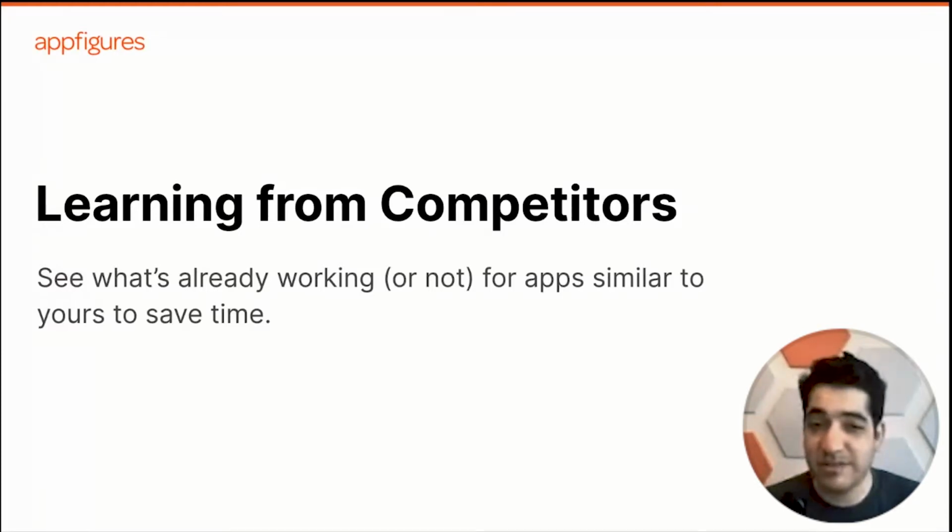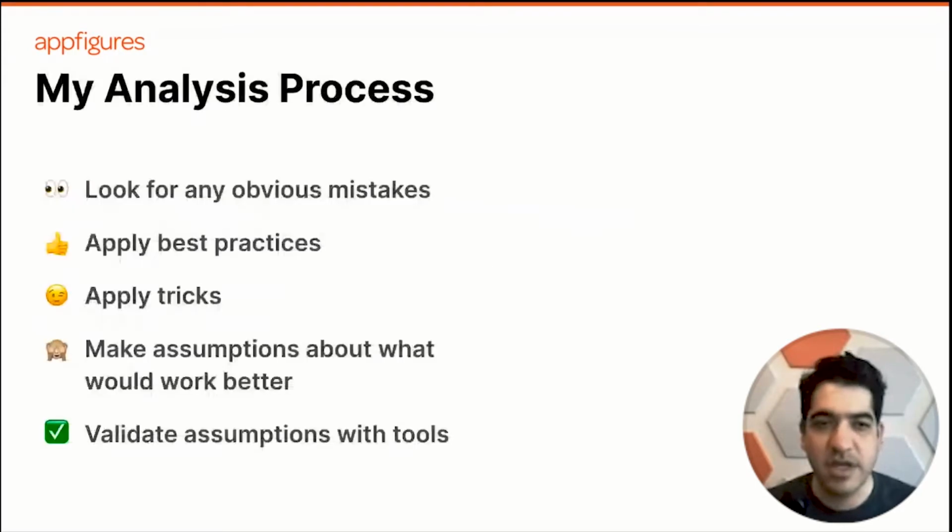It doesn't have to be exact, meaning the features don't have to be identical and they don't have to go after the exact same market. But they probably have something you can learn from, something you can easily say this works or this doesn't work. And so my analysis process involves this. First, I look for obvious mistakes. Then I apply best practices. Then I apply tricks. And then I make assumptions on what I think would work better. And then I use data to validate those assumptions.